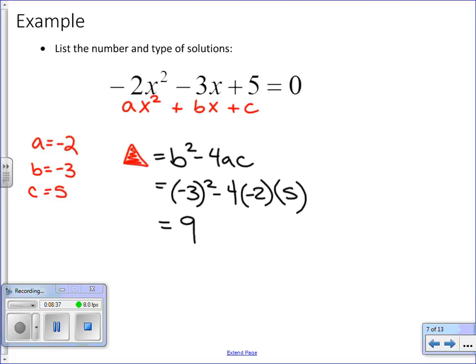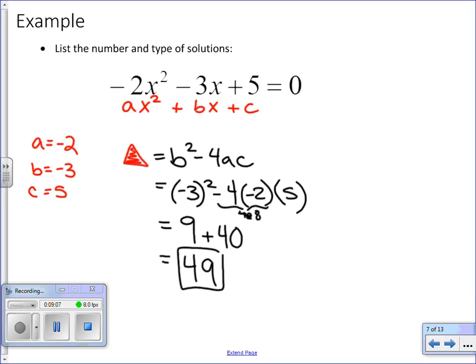For the next piece, I always consider this to be a negative 4 if I'm doing this in my head. So I say negative 4 times negative 2 is positive 40, or sorry, positive 8, I'm thinking ahead. And then positive 8 times 5 is positive 40. So that will be 9 plus 40, which means my discriminant is 49.